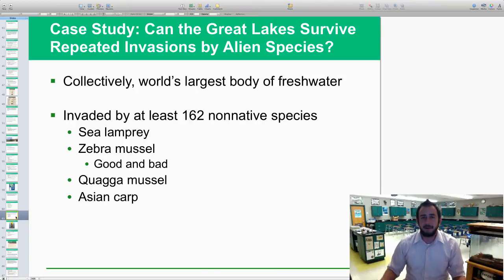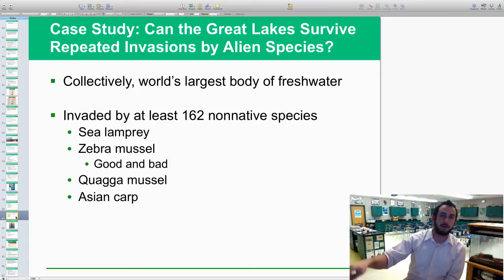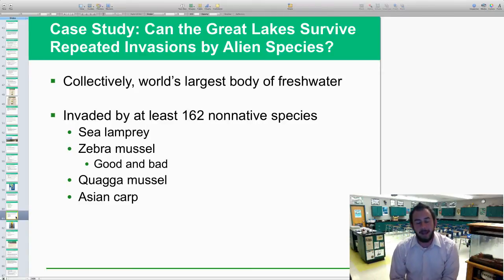Case study, which is one of my favorites. I grew up on the Great Lakes. Can the Great Lakes survive repeated invasions by alien species? They have had a number of different invasions. It is collectively the world's largest body of freshwater. You saw a video on this last chapter, looking at how lakes are formed. But it's been invaded by at least 162 different non-native invasive species.